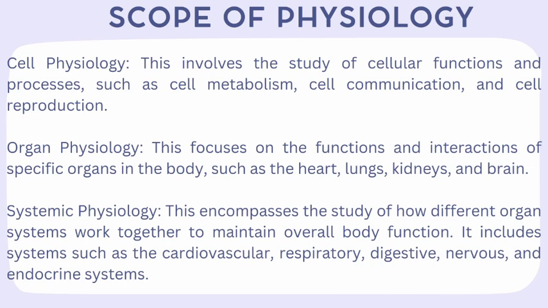Scope of physiology. It includes: first, cell physiology. This involves the study of cellular functions and processes, such as cell metabolism, cell communication, and cell reproduction. Second, organ physiology. This focuses on the functions and interactions of specific organs in the body, such as the heart, lungs, kidneys, and brain. Third, systemic physiology. This encompasses the study of how different organ systems work together to maintain overall body function. It includes systems such as the cardiovascular, respiratory, digestive, nervous, and endocrine systems.